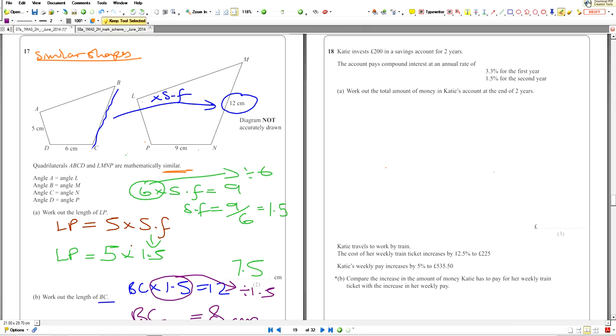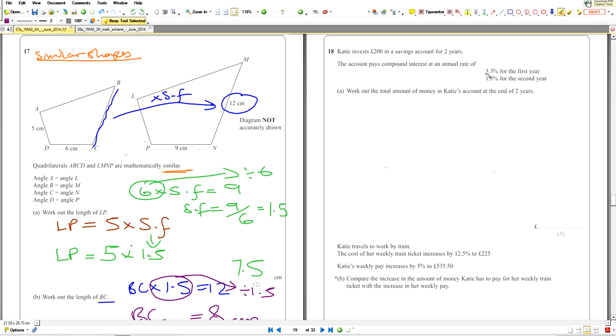Okay. Question number 18. Katie invests £200 in a savings account for 2 years. The account pays compound interest at an annual rate of that for the first year and that for the second year. Work out the total amount of money in Katie's account at the end of 2 years. So what we need to do here, now you have to remember these figures they're given us.